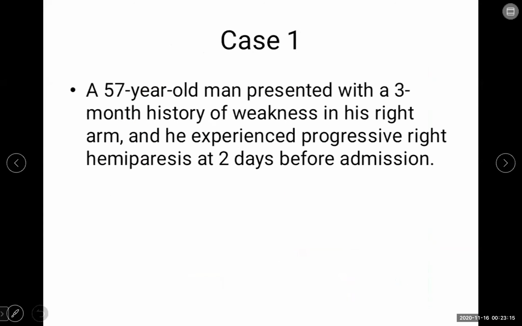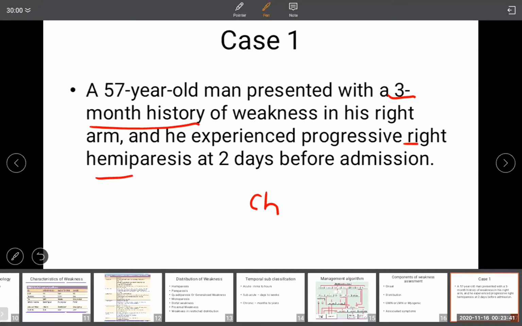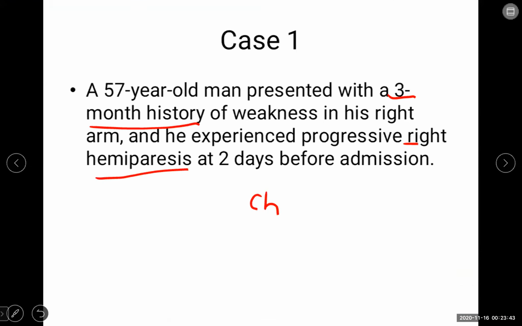Okay, so now we'll go through a couple of cases so that we can actually use what we've learned over here in real life scenarios. So the first case is a 57-year-old male who presented with a 3-month history. Right off the bat, a 3-month history means we are dealing with something that's chronic. A 3-month history of weakness in his right arm, and he experienced progressive right hemiparesis. So we come to the second component of the diagnosis. We have a chronic lesion that is causing right hemiparesis.